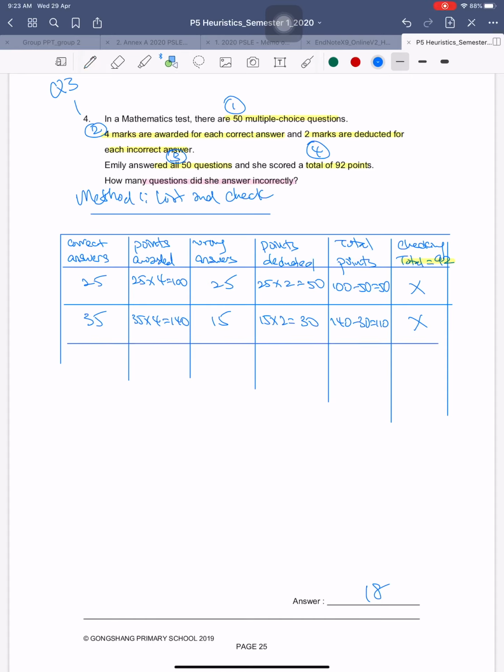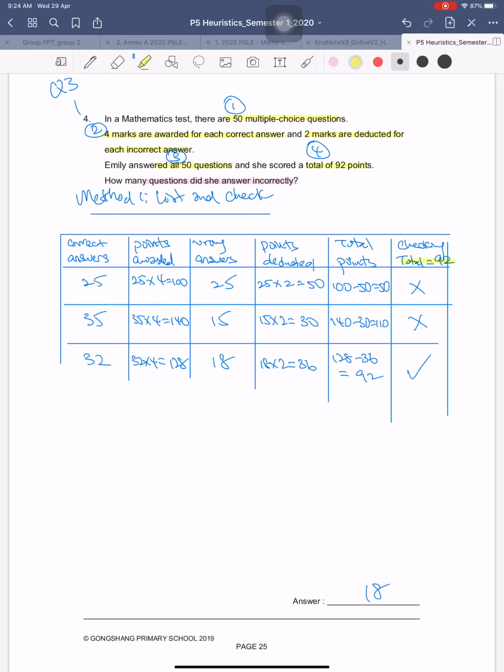You are not just listing, but after you have listed, you actually check. So maybe I reduce it, let's say by 32. If 32, that means the number of wrong answers will be 50 minus 32, 18. So 32 times 4, 128. 18 times 2, 36. So 128 minus 36, that will be 92. Oh yes, so that is my correct answer.